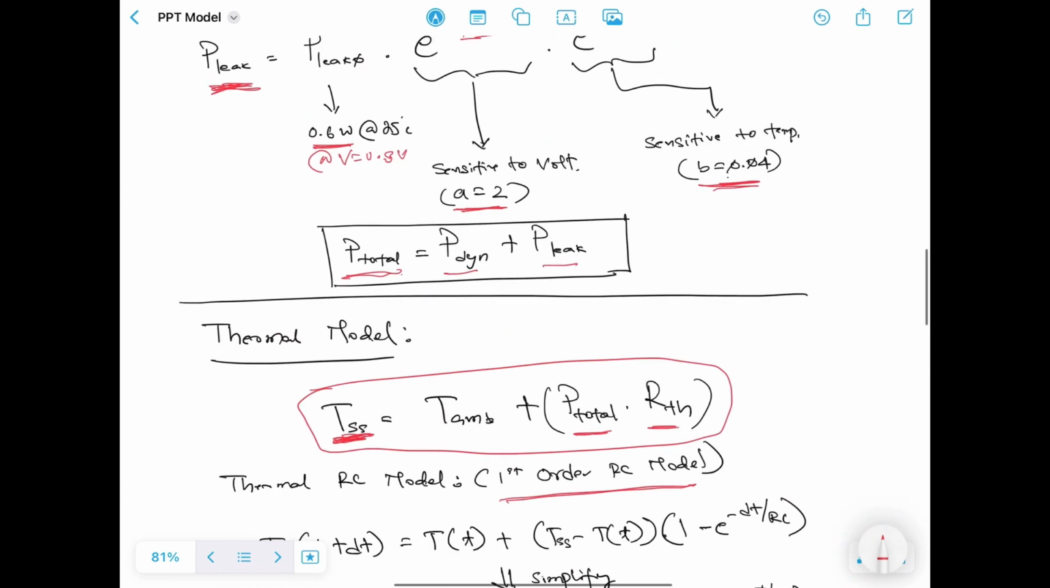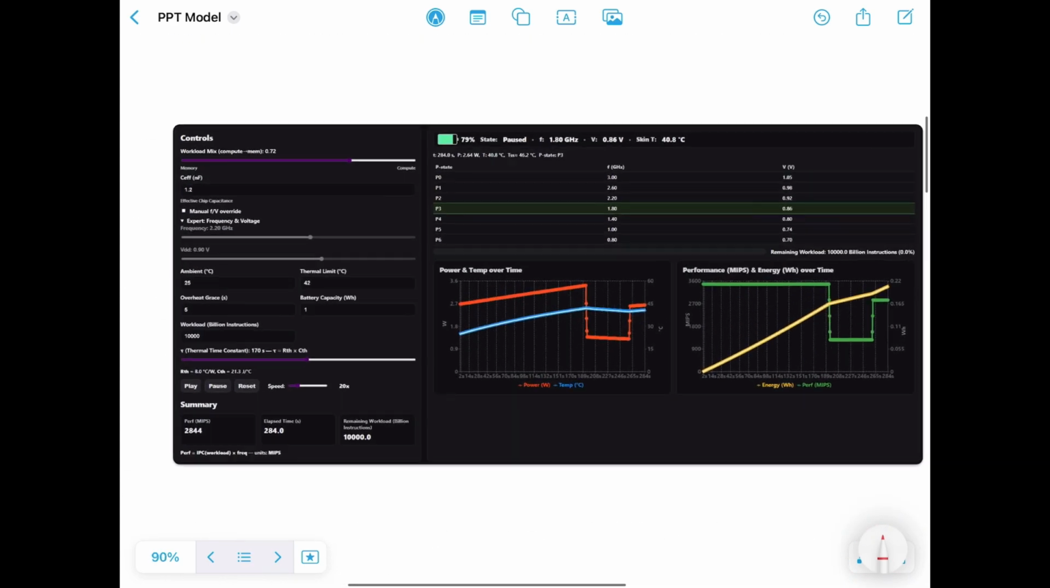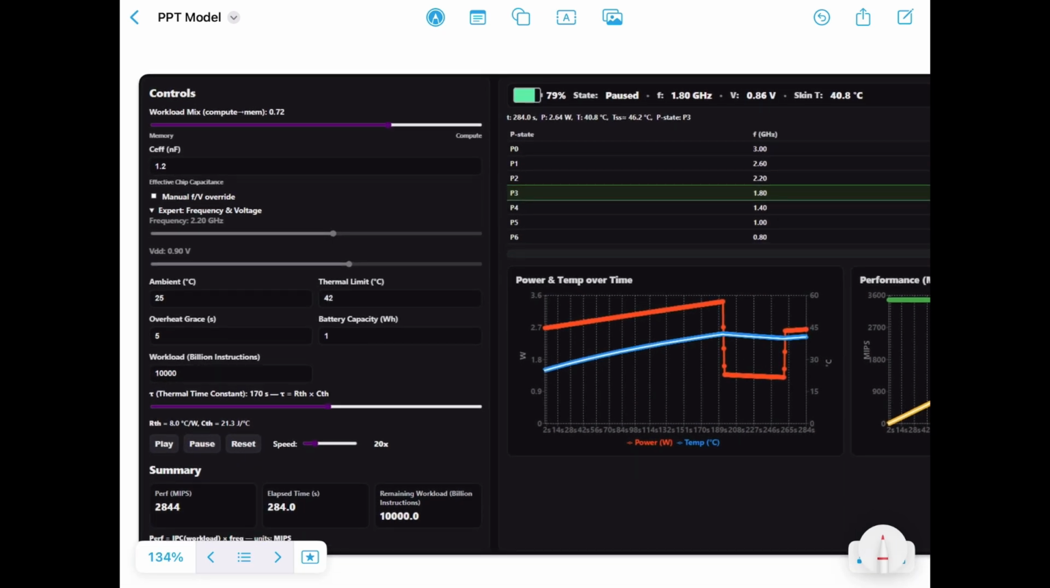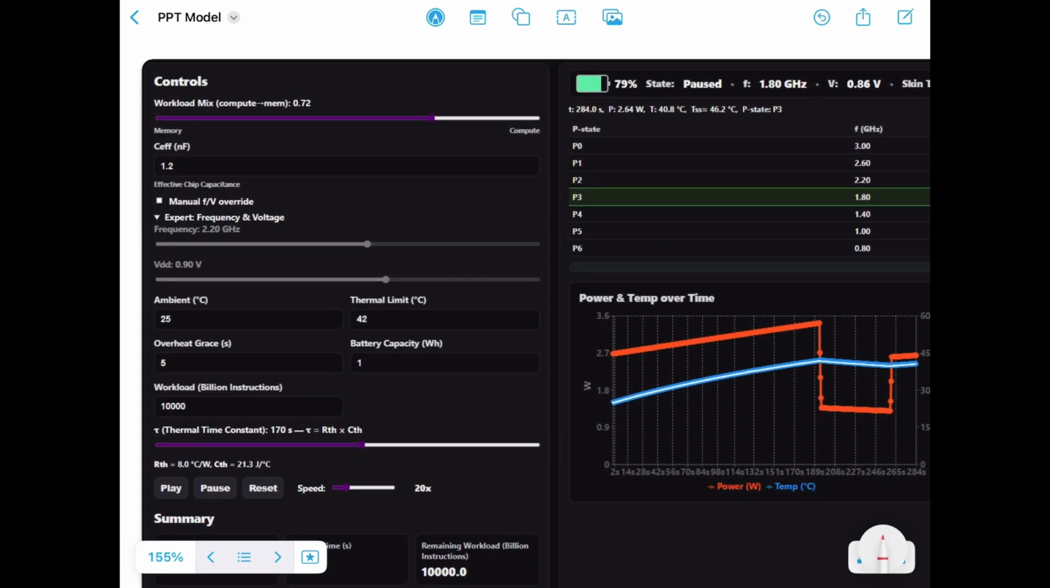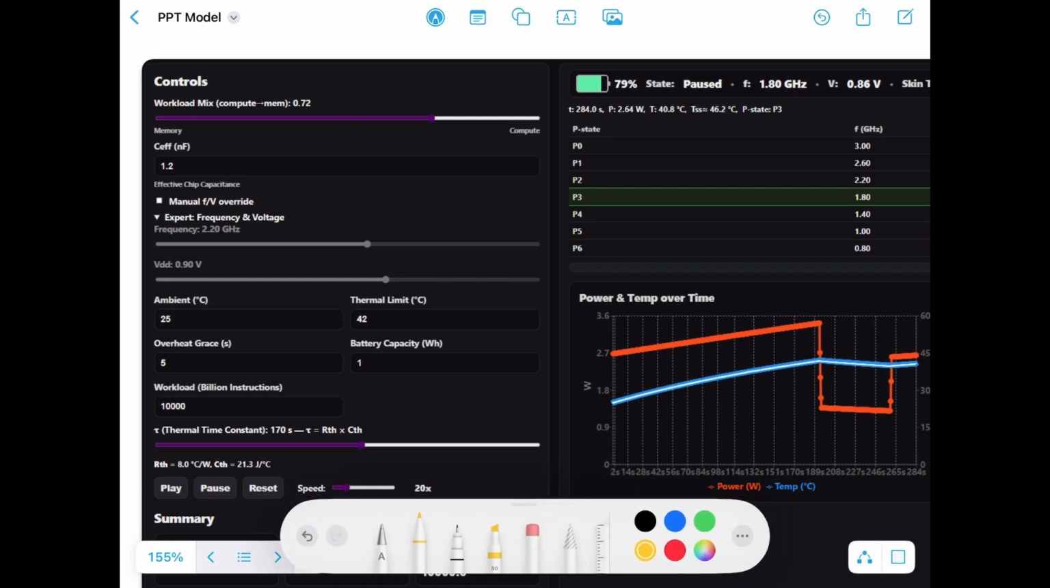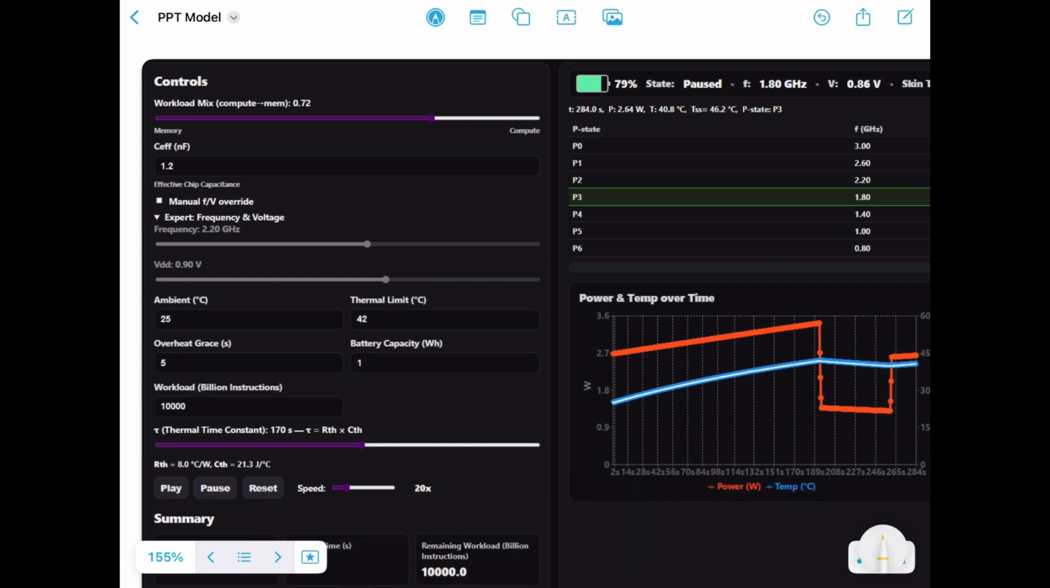So if we go back and look at the GUI of the simulator, these are the parameters that we have. We have the workload mix, which is between 1 and 0, and we can slide and select the value for the workload mix. And then I've also given C effective, which we can set. In this simulation, I'm running that at 1.2 nanofarad, but the user can change this.